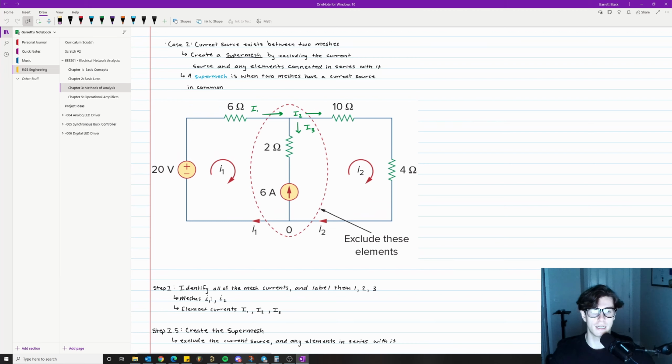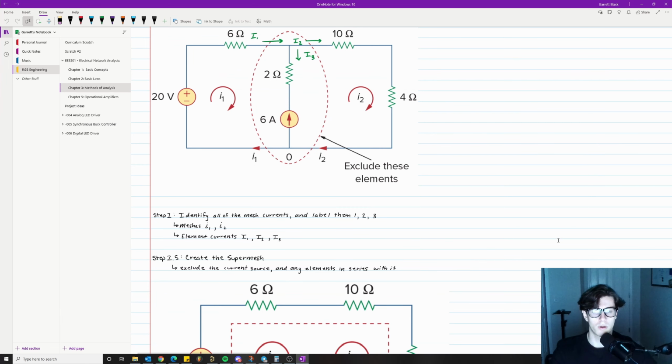Okay, so step one is identify all of the mesh currents and label them 1, 2, and 3. So we have two meshes again. So we have mesh I1, mesh I2. And then we have element currents, big I1, big I2, big I3. So big I1 is going here, big I2 is going out of this node, and then big I3 is going into this node. And you're probably wondering like, oh, wow, these are pointing the other way. I wonder which one of these is going to come out negative. So again, don't worry about the directionality that we assume. What I'll call step 1.5 is create the super mesh, exclude, and the way you do that, like I mentioned, is you exclude the current source and any elements in series with it.